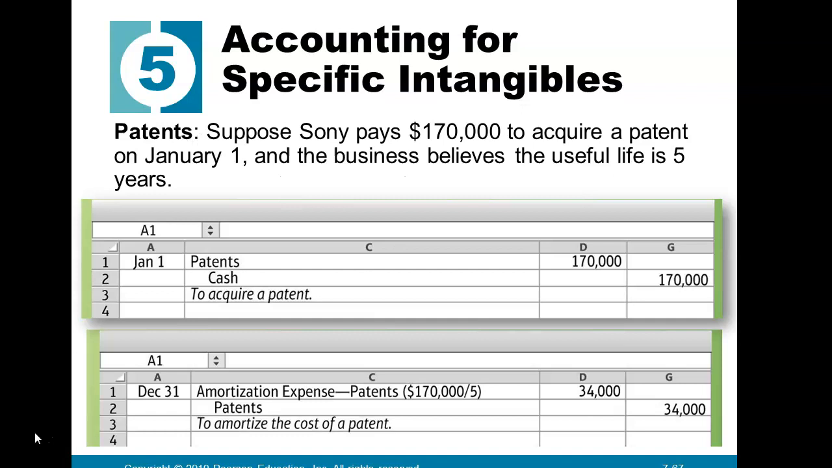And here's an example of how to record it. Again, it's all about the amount of money that was paid to acquire the patent and any other costs, legal costs or other. And then because we're going to use straight line, we're going to take $170,000 and divide it by its life, because again, with intangible assets, we're generally going to be using straight line depreciation, generally speaking.